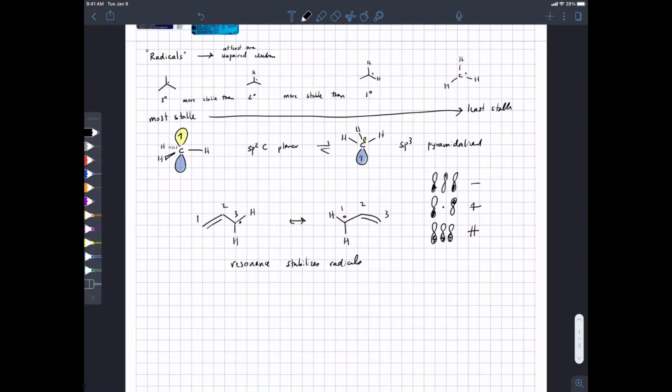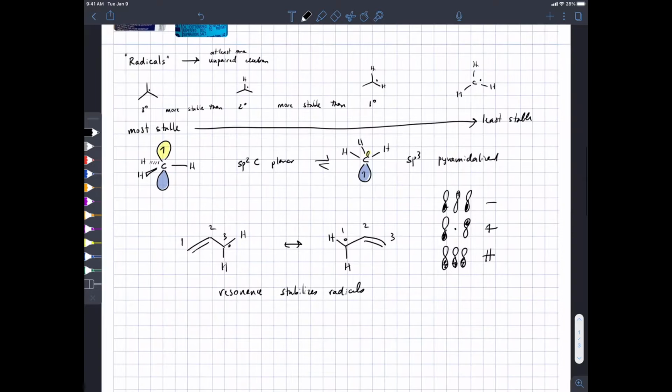So how do you generate radicals? Any questions so far about what a radical is? The dot represents an unpaired electron. Remember that unpaired electrons have spin. Well, all electrons have spin, and radicals are species with non-zero spin because they have an unpaired electron. The spin property of electrons won't really be important for us in this class. Now let's talk about how you would generate a radical to begin with.